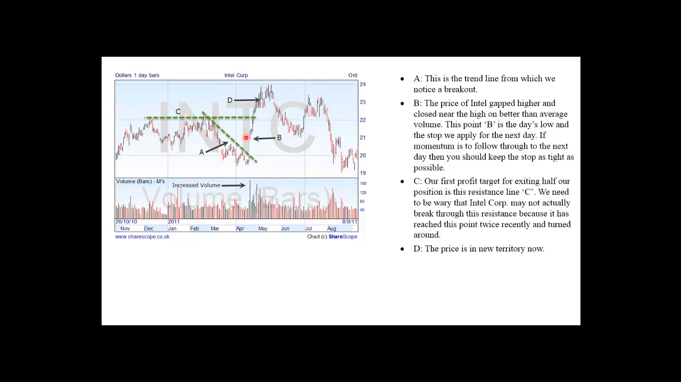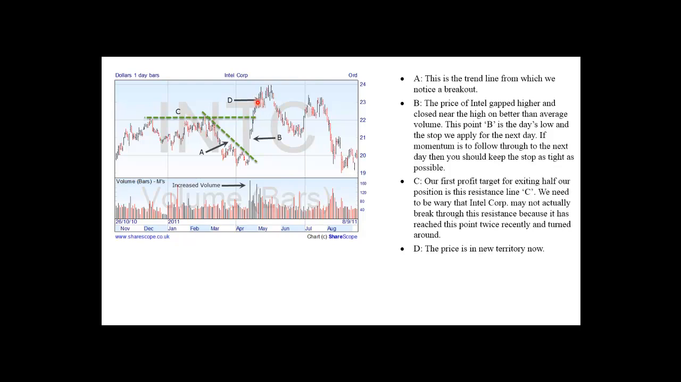Our first profit target for exiting half our position is the resistance line C. You can see why it was picked, because it was a recent high. We need to be aware that Intel may not actually break through the resistance because it has reached this point twice recently and turned around. So we've got to have reasons why that's our first take, half our profits.